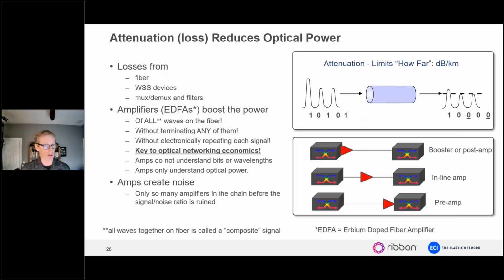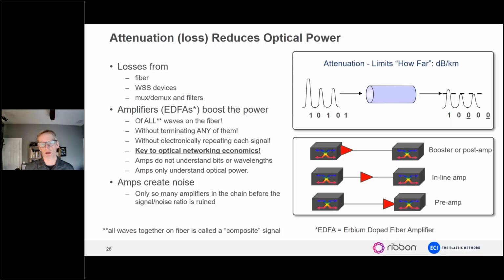You get losses from the fiber itself. There is some loss from WSS devices, and there is some loss from mux, demux, and filters. Amplifiers, which you'll hear called EDFAs, stands for erbium doped fiber amplifier, will boost the power. The magic here, and why WDM economics works so well, is that an amplifier will boost the power of all the waves on the fiber at once with one device without terminating any of them. That's the economic power of WDM and what allows us to do Zoom calls or WebEx calls essentially for free. That's the key to the economics.